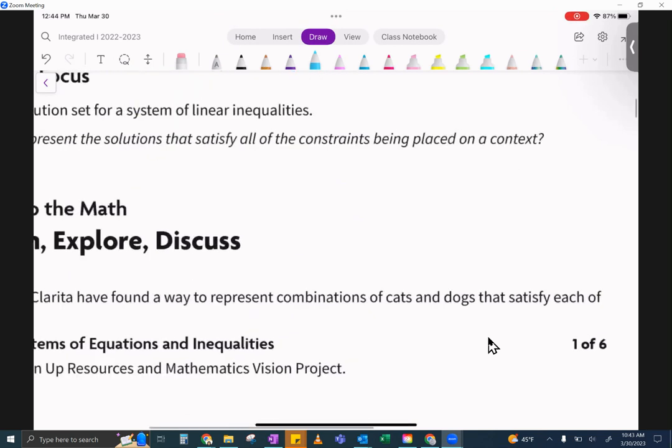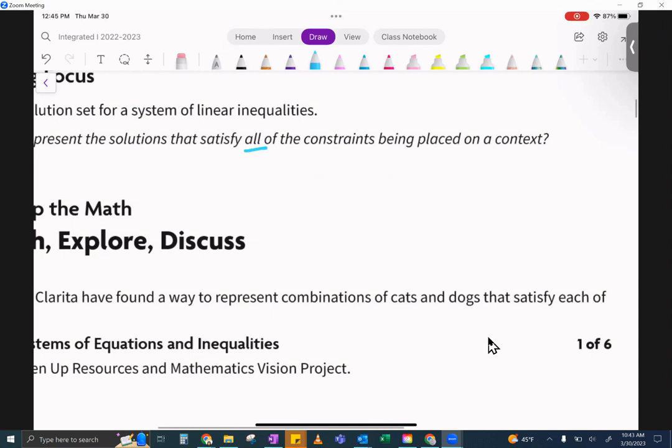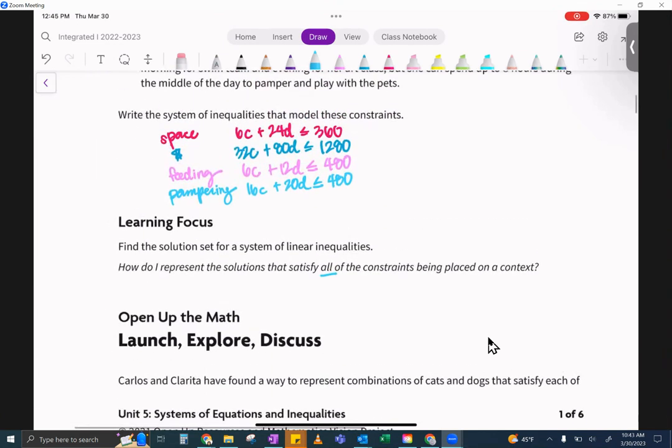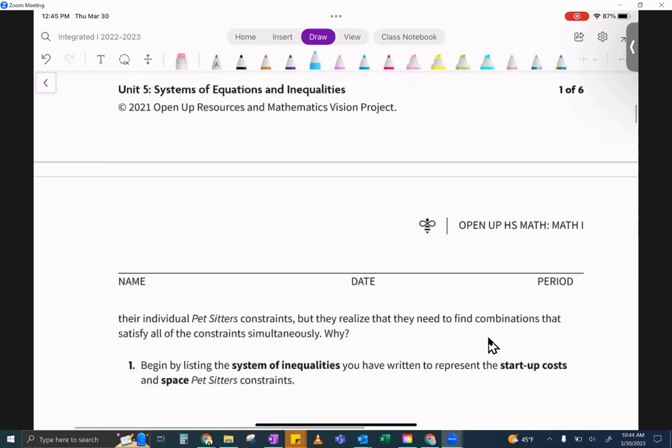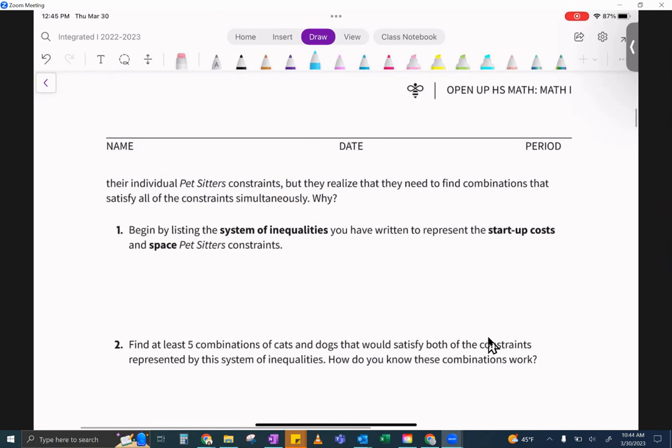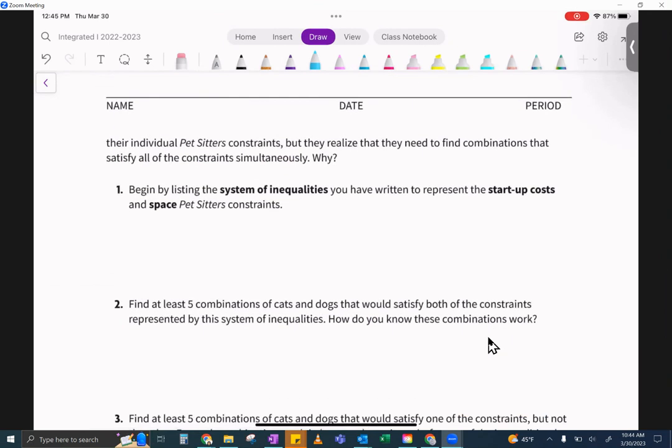Now, it says the word all, and I want to remind you what all actually means. It means if it meets the space requirement, but it doesn't meet the money requirement, that's not a good combination of cats and dogs. It must meet all four of these criteria. All right, some more context. Carlos and Clarita have found a way to represent the combinations of cats and dogs that satisfy each of their individual pet sitter constraints, but they realize they need to find a combination that satisfies all of their constraints simultaneously. Now, why? We kind of just talked about that.